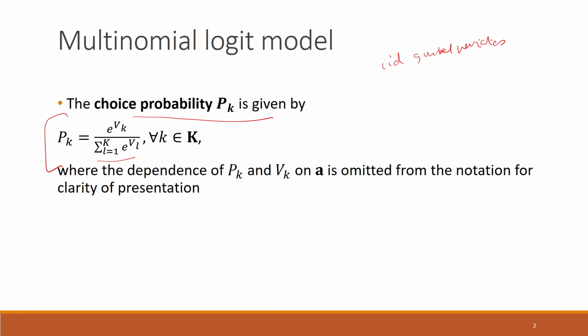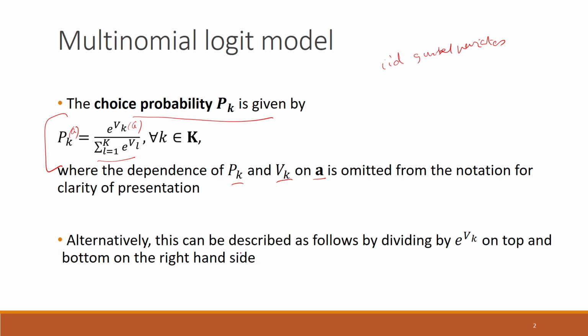Here we have omitted the parameter a, which was taking into account various attributes and the characteristics of the decision maker, from pk and Vk. Ideally we should have written pka here, and similarly Vka, but we are not doing that so that the expression is simpler. We know that it is actually present even though it is not mentioned here.